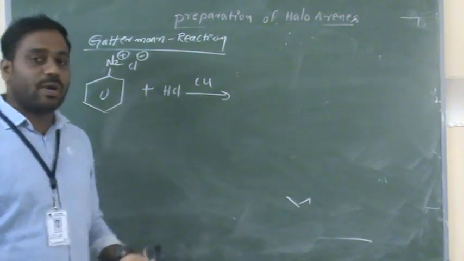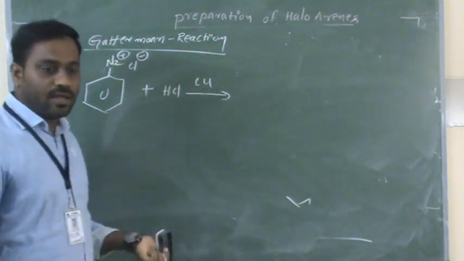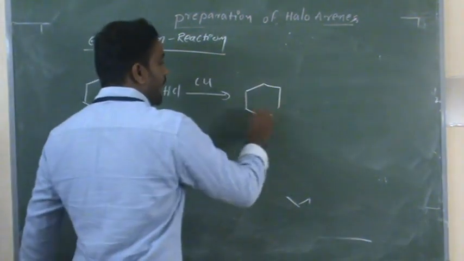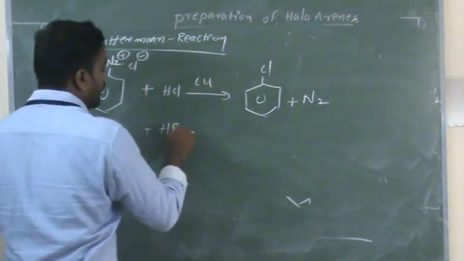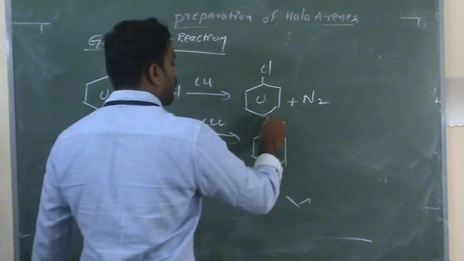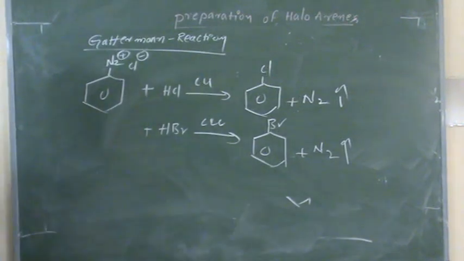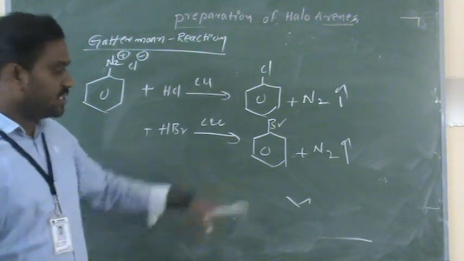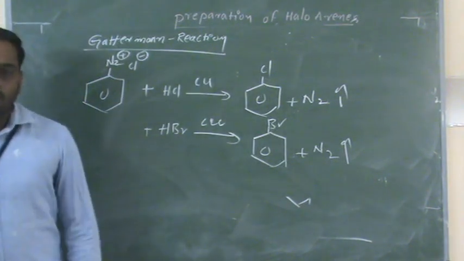If you use Cu2Cl2 or Cu2Br2 as a catalyst, that is a Sandmeyer reaction. If you use only copper as a catalyst, it becomes Gattermann's reaction. Then you will get, as usual, chlorobenzene and nitrogen gas. Suppose instead you use HBr in the presence of copper, then we get bromobenzene and nitrogen gas. So this is a Gattermann reaction. Just the catalyst is changed. Everything is similar to the Sandmeyer reaction, but there is a change of catalyst.